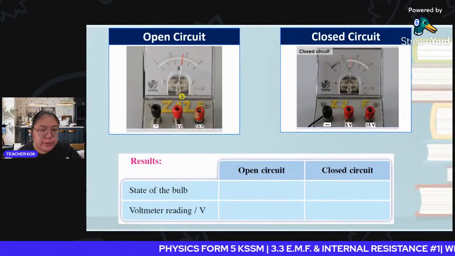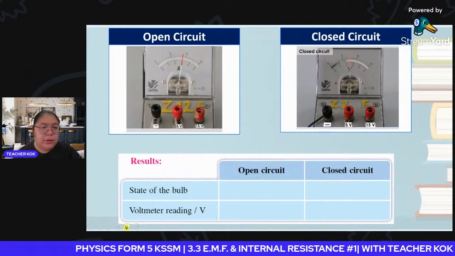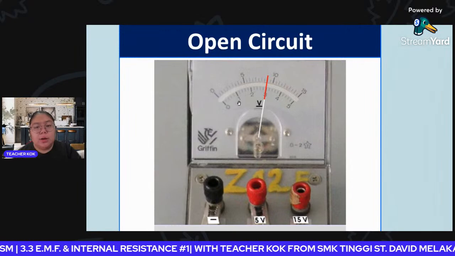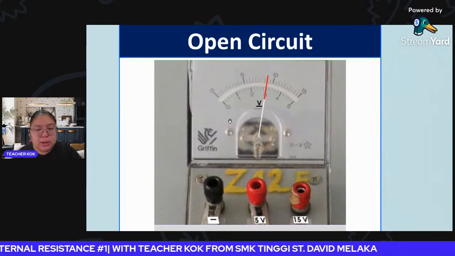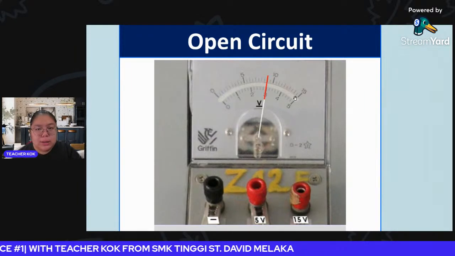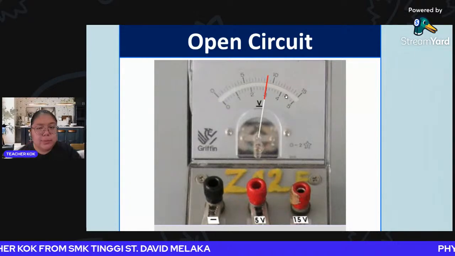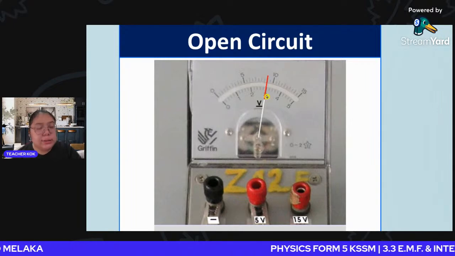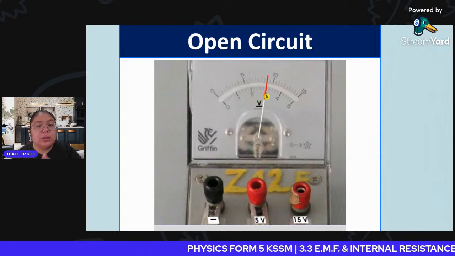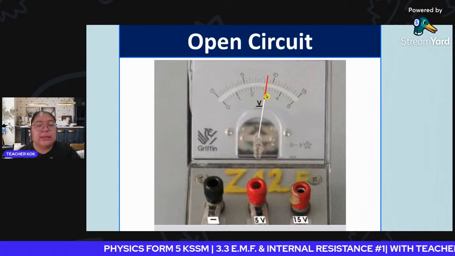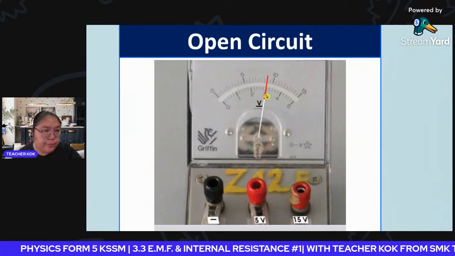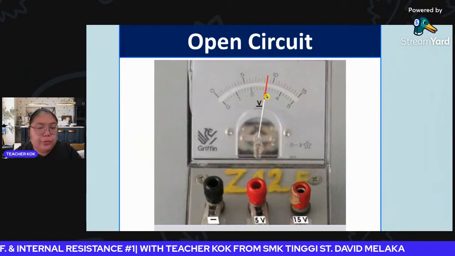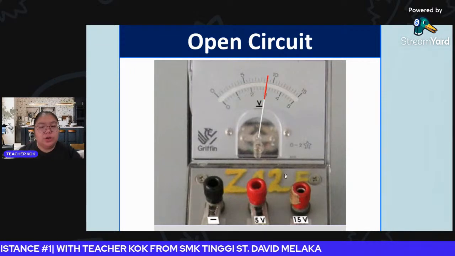Now the voltmeter. When open circuit, you see the voltmeter show how many? We are using the bottom scale, and it shows about 3 volt for open circuit. So this 3 volt is actually the EMF. That means the battery now is how many volt? 3 volt. So from here we drop down.